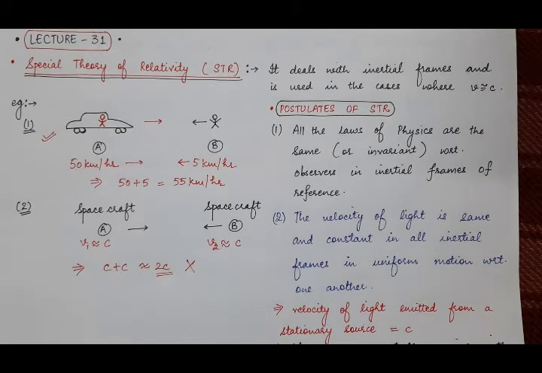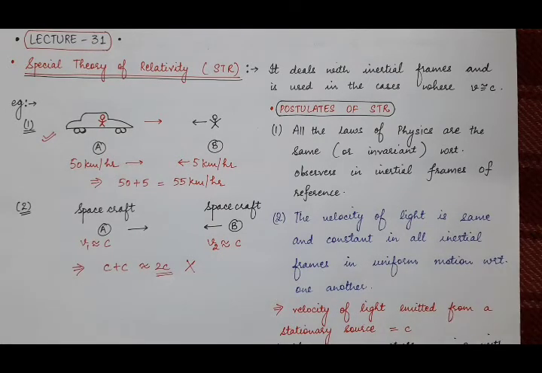And the second postulate of the special theory of relativity is that the velocity of light is the same and constant in all the inertial frames of reference which are in uniform relative motion with respect to one another. So the velocity of light is constant in all the inertial frames, for all the inertial observers which are in uniform relative motion.